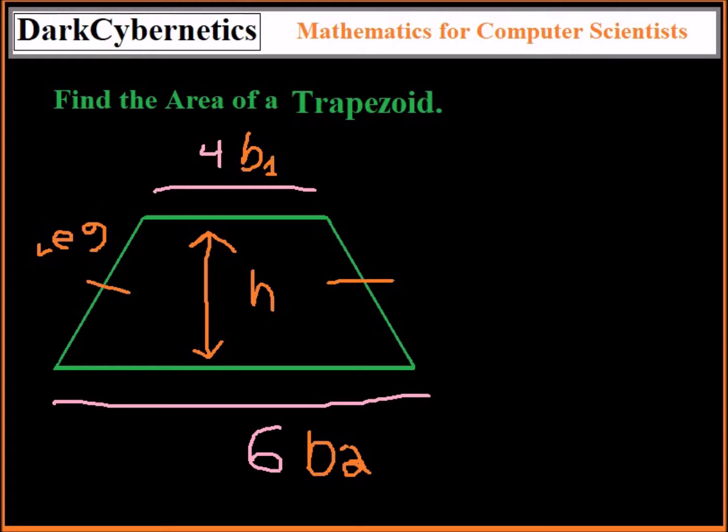And we need to use the area formula, which is 1/2 of the height values times the sum of the two bases. So we can say that A is equal to 1/2, which can be rewritten, times our height value. We just write H here this time, and we need to multiply it by the sum of the two bases, base 1 and base 2.